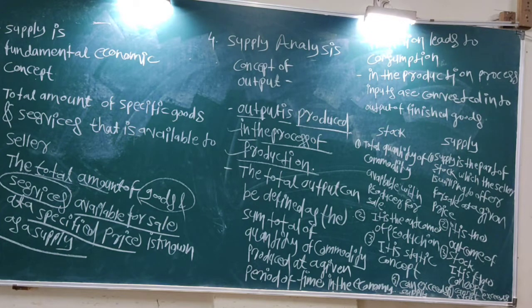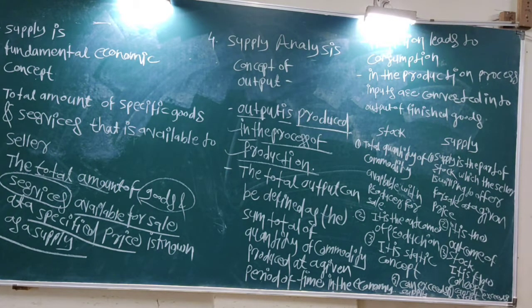Then what is meant by the process of production? The process in which input is converted into output is known as the production process.